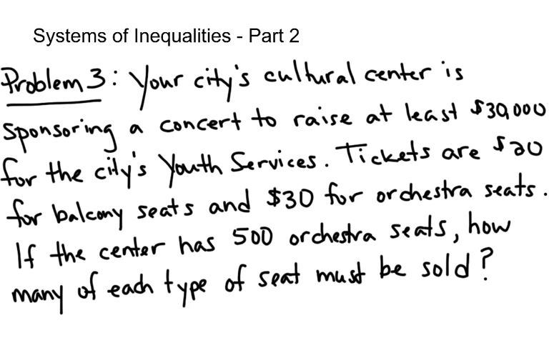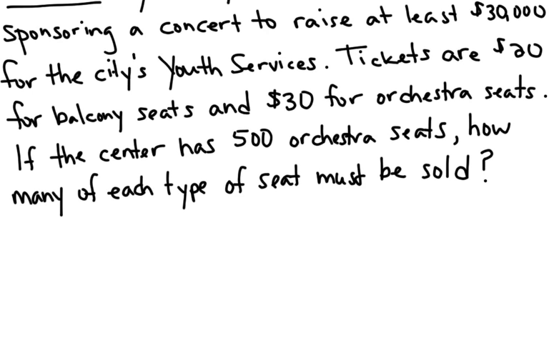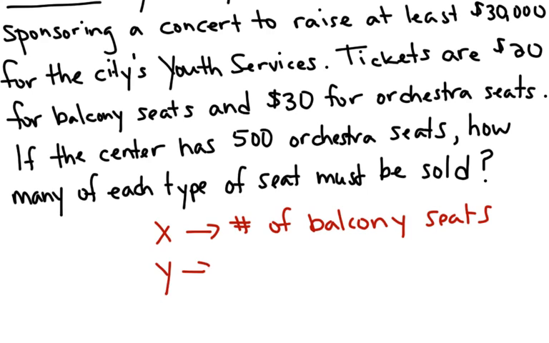Well, first of all, there are two types of seat. There's balcony seats and orchestra seats. So my two variables, we'll just call them X and Y. So X we'll call the number of balcony seats that we sell, and we'll call Y the number of orchestra seats.